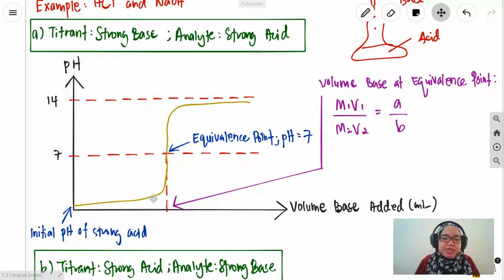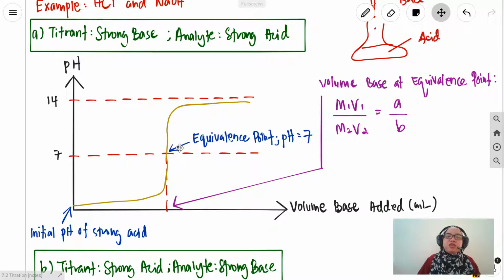So dekat sini the pH increases gradually, as the acid is now neutralized by the added base. So dekat sini titration strong base dah mula drop wise masuk dekat dalam analyte. Okay, bila sampai equivalence point dekat sini, so this is the equivalence point.